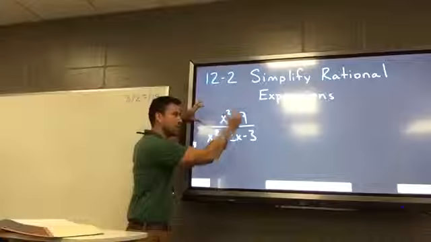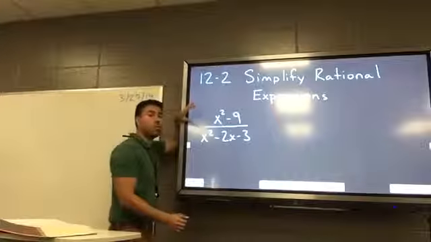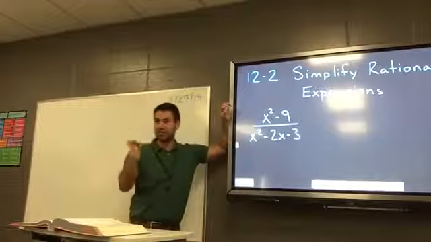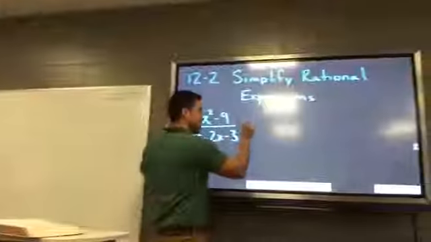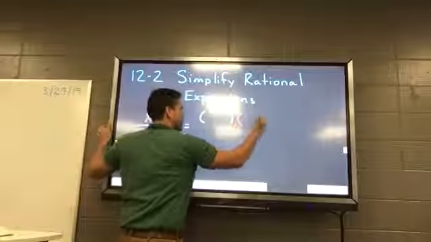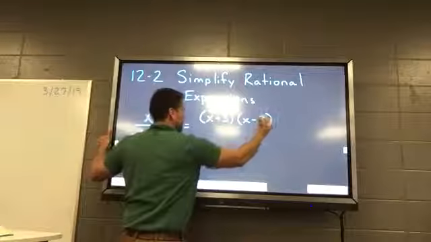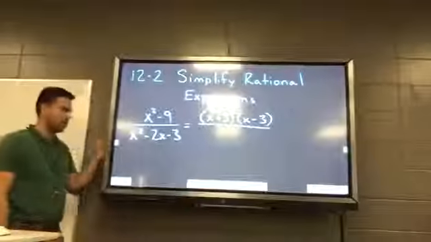How many terms are there? 2. So what can you factor a binomial into? A difference of 2 squares. And who can give me what that difference of 2 squares would be? X plus 3, x minus 3. Good. That's the factoring of the numerator.